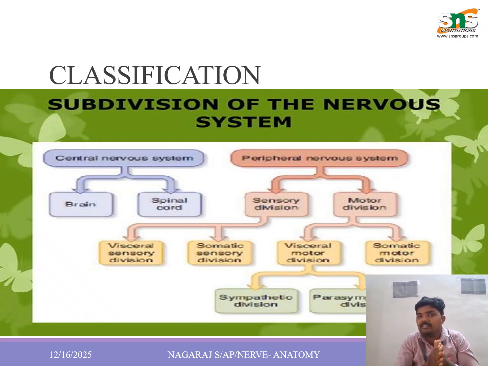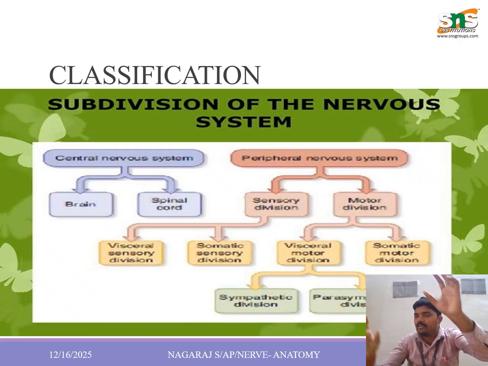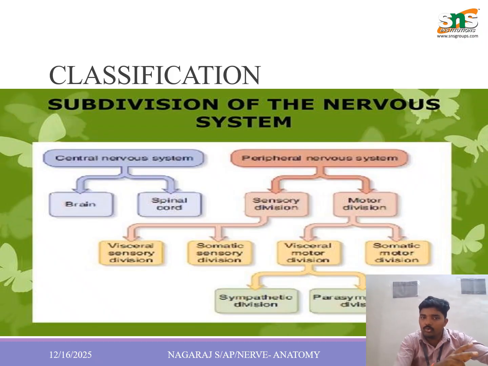Then the classification, the subdivisions of the nervous system. First is the central nervous system, which is divided into the brain and spinal cord, interconnected with each other. Then the peripheral nervous system has a sensory division and a motor division. The sensory division is divided into the visceral sensory division and the somatic sensory division. The motor division is divided into the visceral motor division and the somatic motor division.